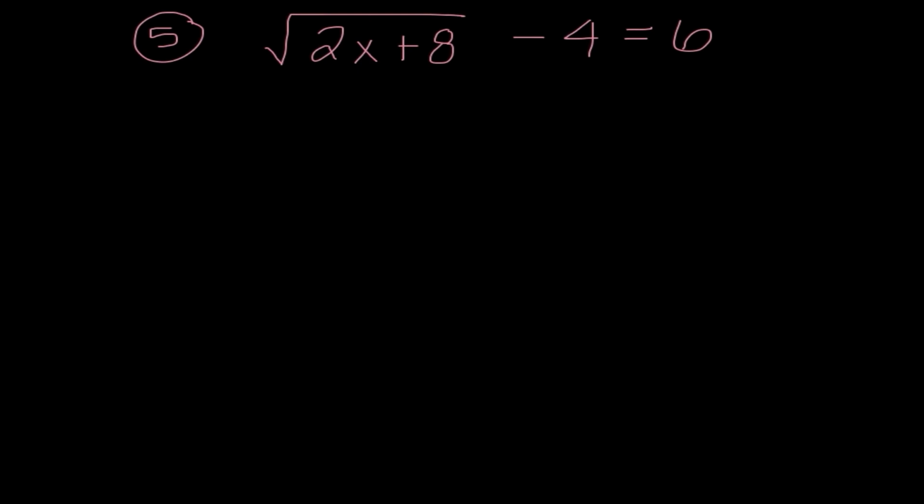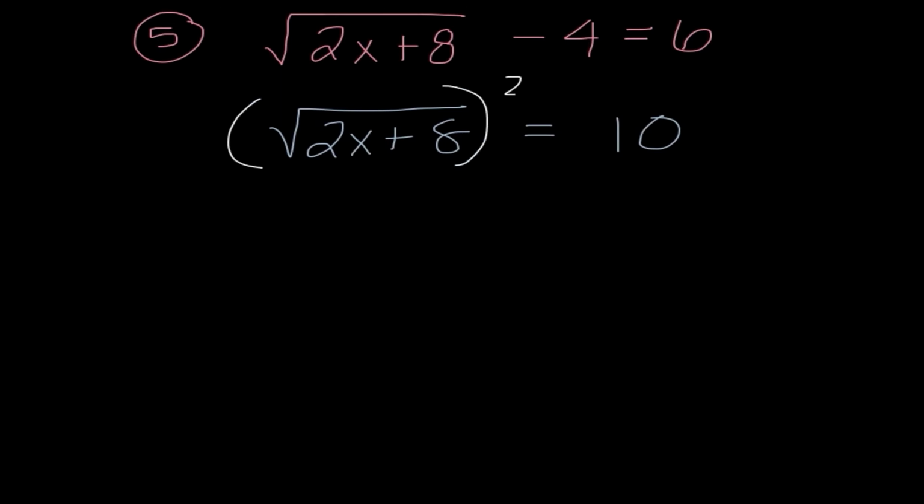Number 5 here, we have a radical again. So my goal is to get that all by itself. So I'm going to go ahead and add 4 to both sides. Now, in order to get rid of a square root, I'm going to square both sides. So I end up with 2x plus 8 equals 100.